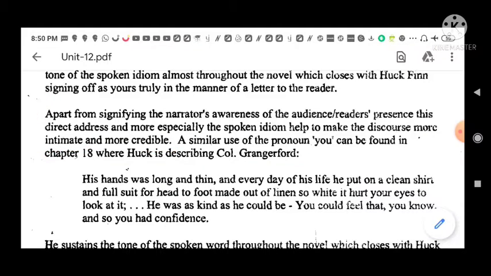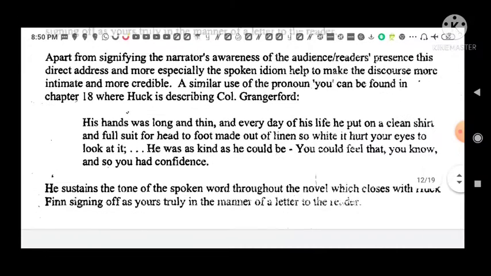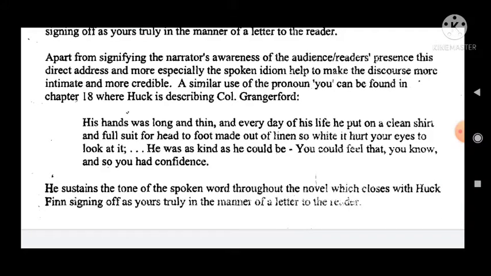A similar use of the pronoun you can be found in chapter 18, where Huck is describing Colonel Grangerford. His hands was long and thin, and every day of his life he put on a clean shirt and full suit from head to foot, made out of linen, so white it hurt your eyes to look at it. He was as kind as he could be. You could feel that, you know, and so you had confidence.